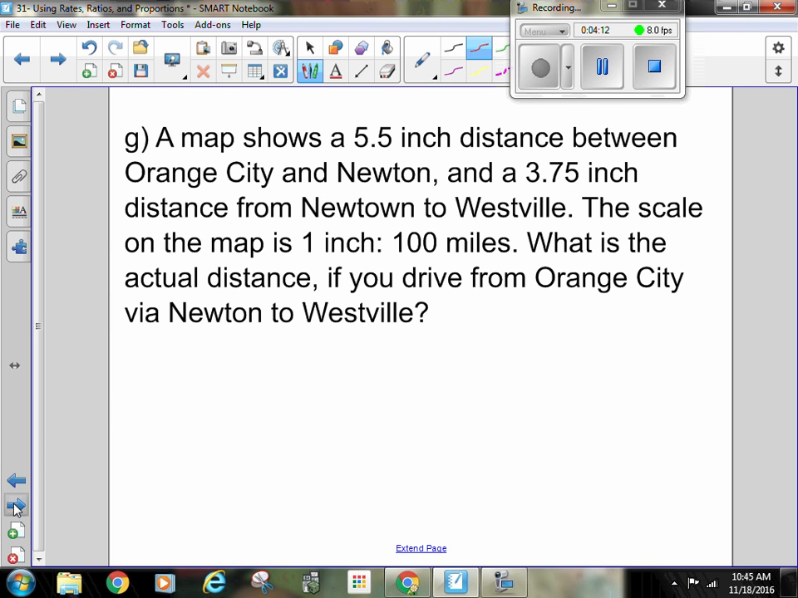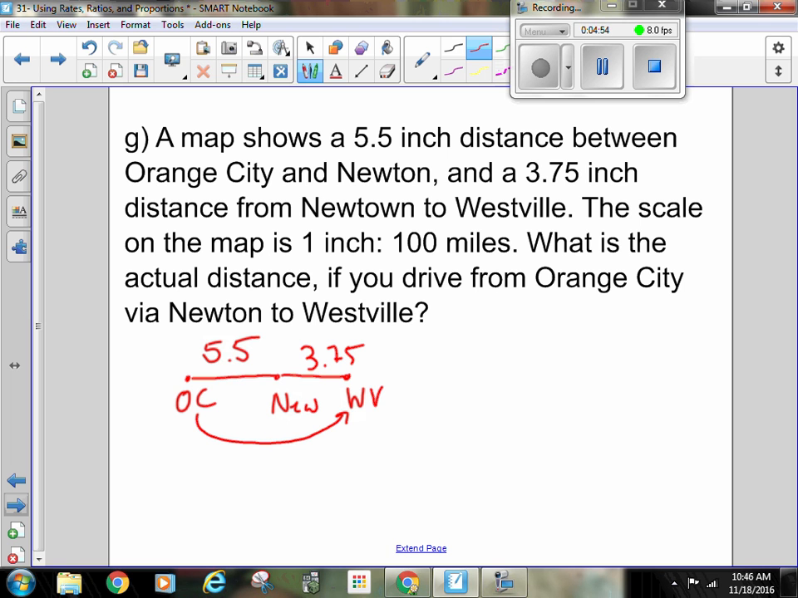All right, a map shows a 5.5-inch distance between Orange City and Newton and a 3.75-inch distance from Newton to Westville. The scale on the map is 1 inch to 100 miles, so that means an inch equals 100 miles in real life. What is the actual distance if you drive from Orange City via Newton to Westville? Orange City to Newton is 5.5 inches, and then another 3.75 takes us from Newton to Westville. So we want to know how much it is from Orange City to Westville.